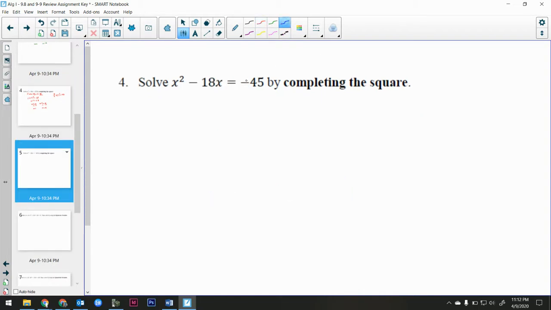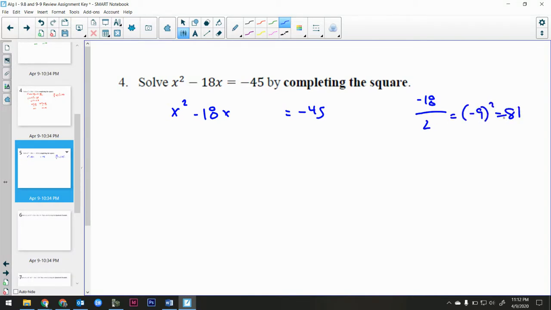Last completing the square problem. So I get x squared minus 18x is equal to -45. Now, these are all nice. They're all set up for me, right? What do I mean by that? Variables on the left, constants on the right. -18 is my b value. Divided by 2 is -9.